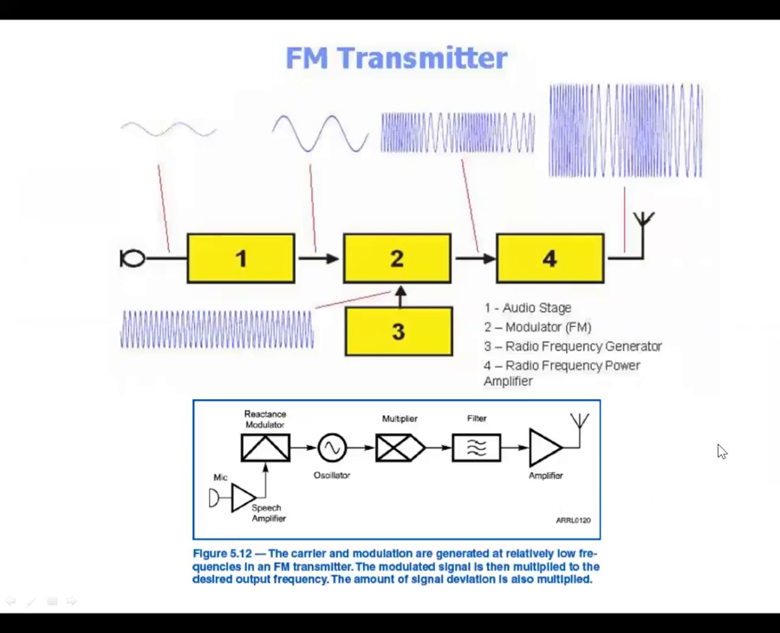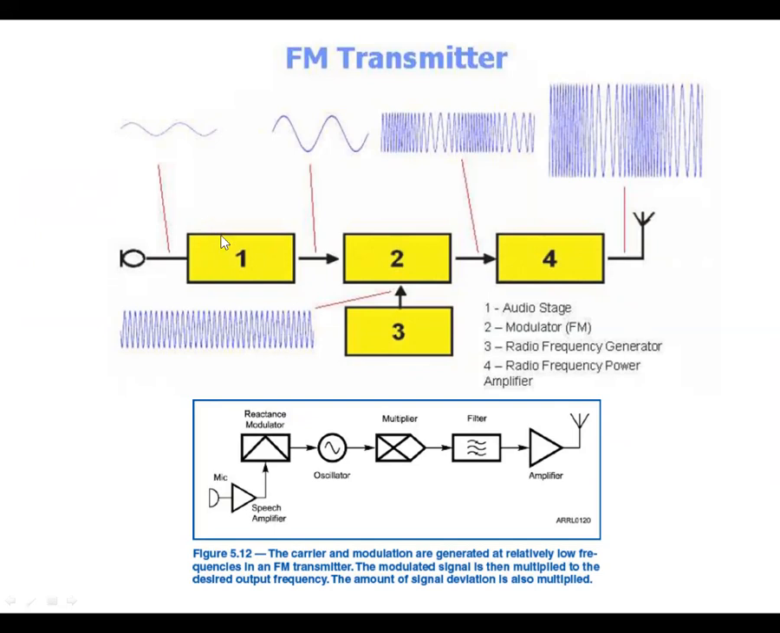Okay, now we're going to take a look at an FM transmitter. And this is the block diagram that was in the book, where they're showing a microphone driving a speech amplifier, the reactance modulator, to an oscillator, so that you get your variable frequency, a multiplier, a filter, an amplifier, and then the antenna.